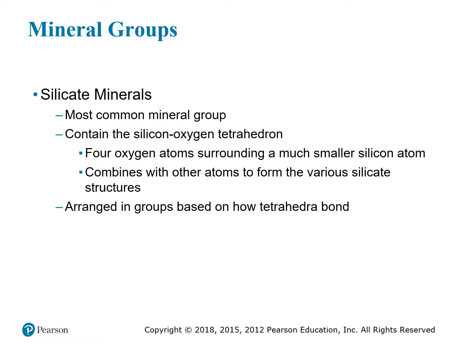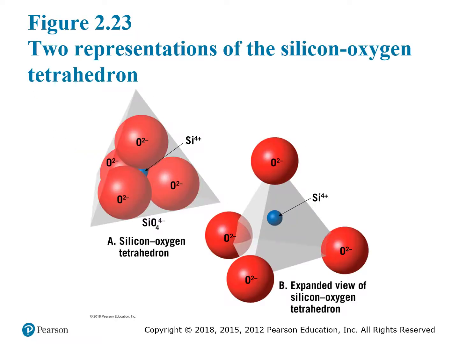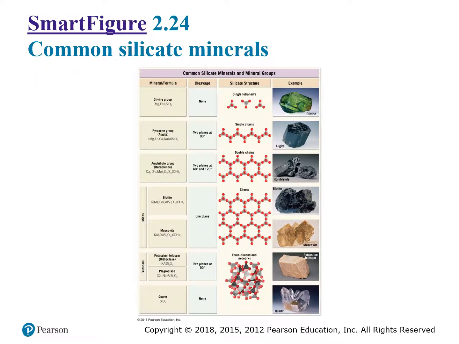It obviously contains those 2 elements, silicon and oxygen, and typically those 2 elements combine into a certain crystalline structure called a silicon-oxygen tetrahedron, or just silicon tetrahedron. Typically we might have 4 oxygen atoms surrounding a silicon atom in the middle, and this will combine with other atoms to form various silicate structures. This is a good way to visualize the silicon tetrahedron, again with the larger oxygen atoms surrounding the smaller silicon atom in the middle.